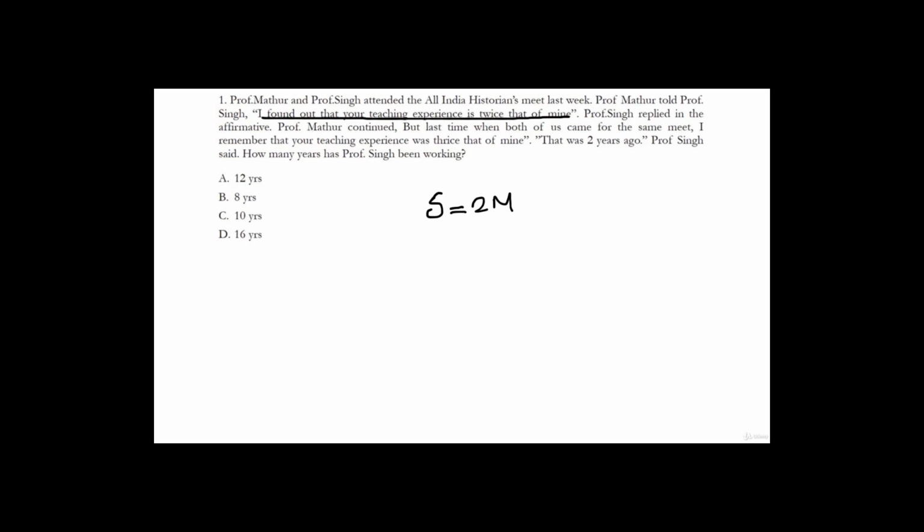So 2 years back, experience of Singh would have been S minus 2, and that of Mathur will be M minus 2, but Singh's was thrice of Mathur's. So S minus 2 is equal to 3 times M minus 2. Now, substitute S is equal to 2m in this particular equation. So what happens? 2m minus 2 is equal to 3m minus 6. So from this we get m is equal to 4.